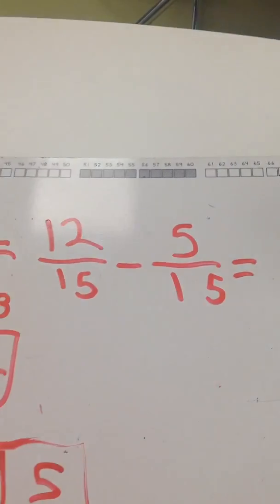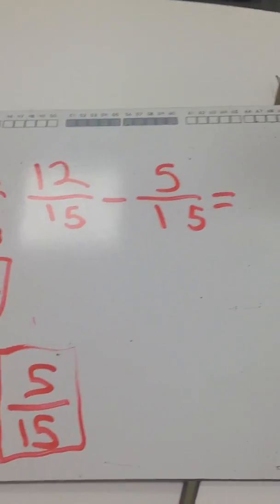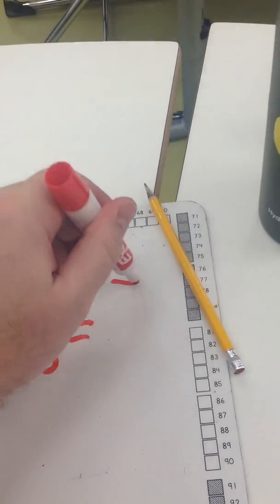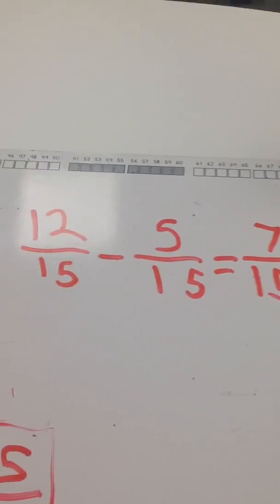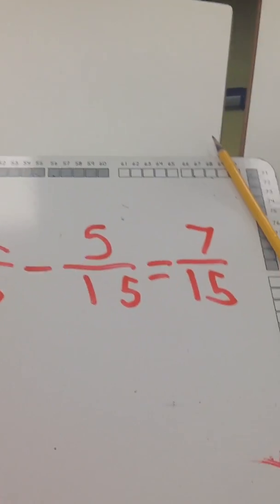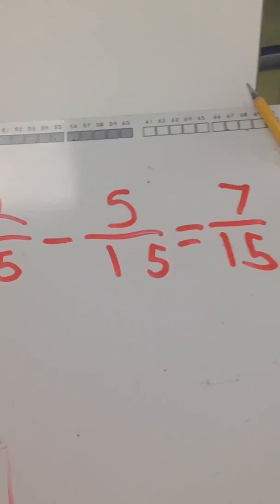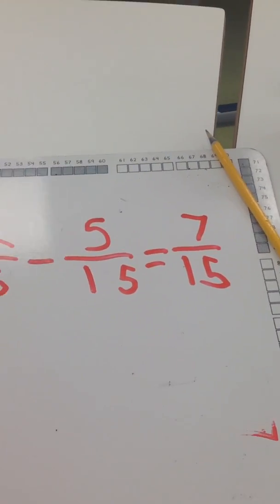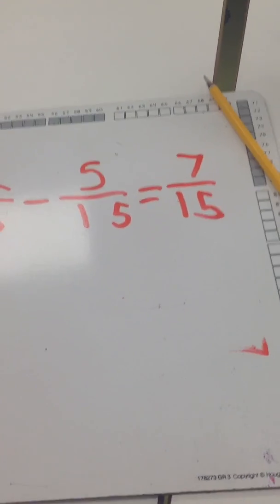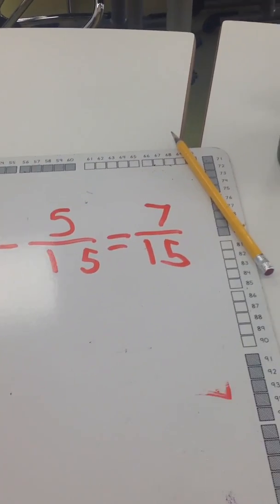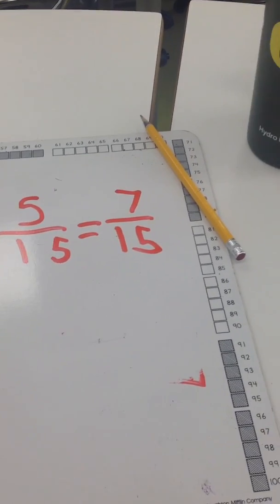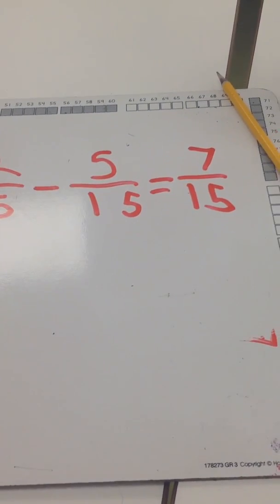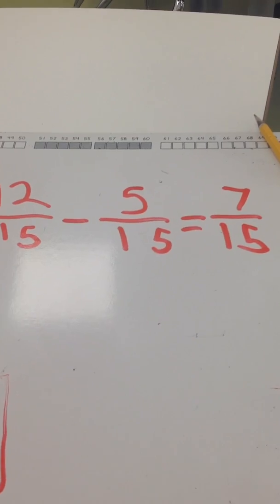And now we have this new problem. 12/15 minus 5/15, which equals 7/15. Okay, if you got 7/15, awesome. That's fantastic. You are understanding how to subtract fractions with unlike denominators, and you are ready to do the assignment online on IXL.